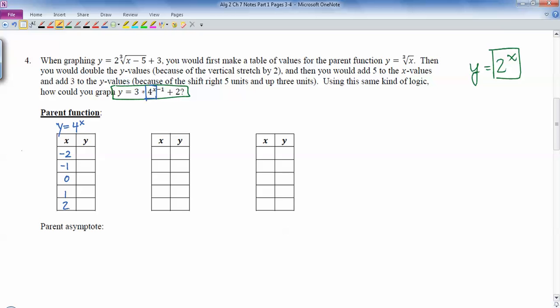Okay, well 4 to the -2 is the same thing as 1 over 4 squared. 4 squared underneath. So that's 1/16. And then 4 to the -1 is going to be 1 over 4. 4 to the 0 is going to be 1. 4 to the first is going to be 4. 4 squared is 16.